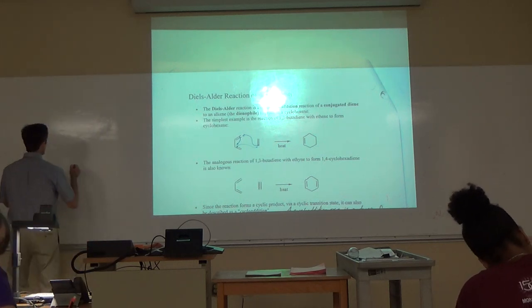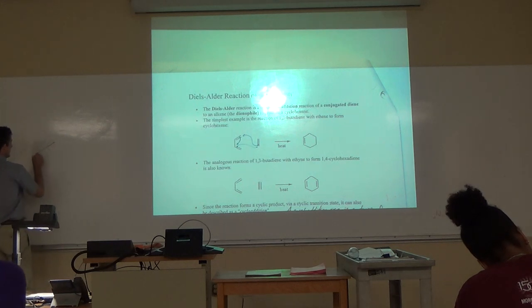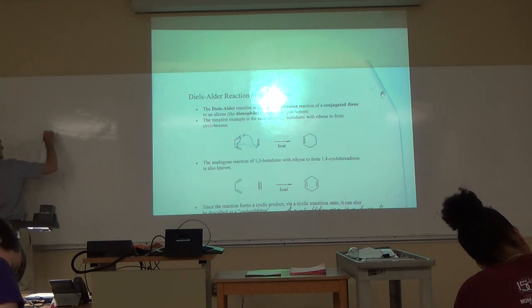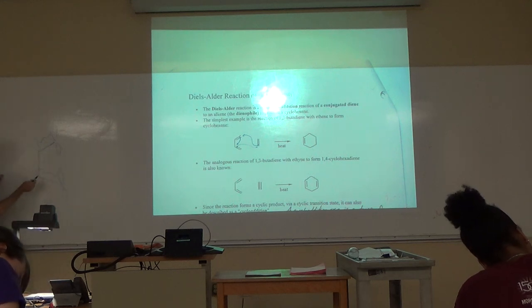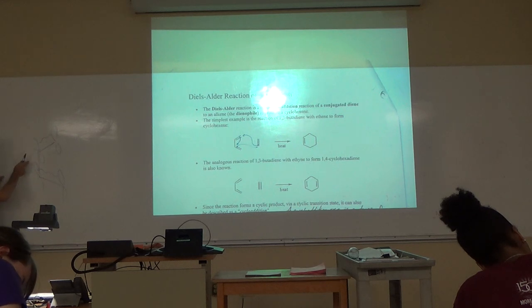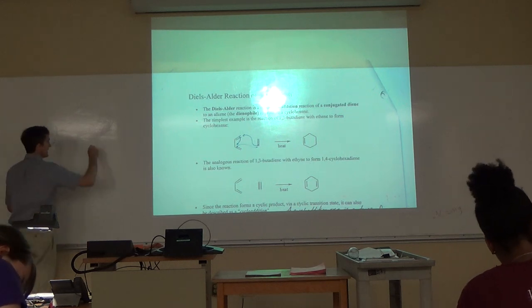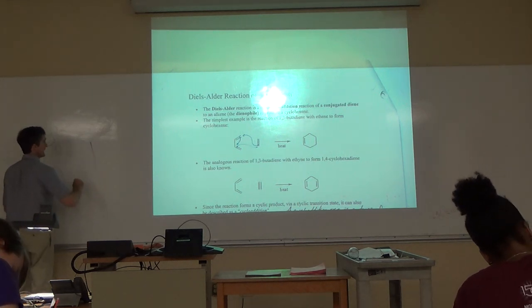Now we can also do an orbital view of this. The diene has two pi bonds, right? One electron. And we show it localized. We know there's overlap here as well, right? Resonance. Is that the diene? And then here is your ene.